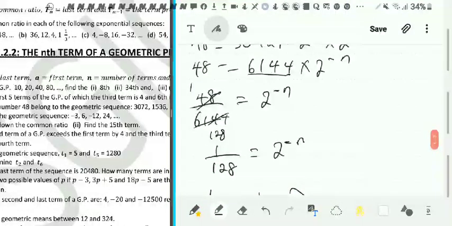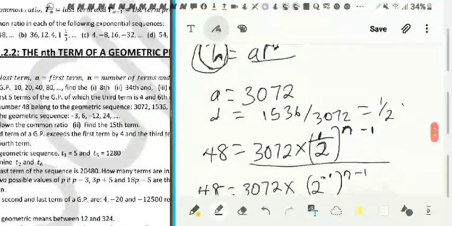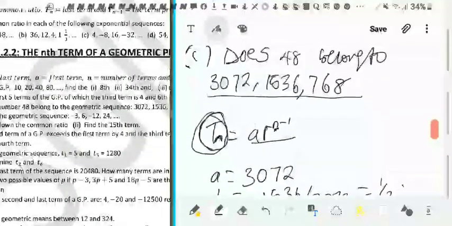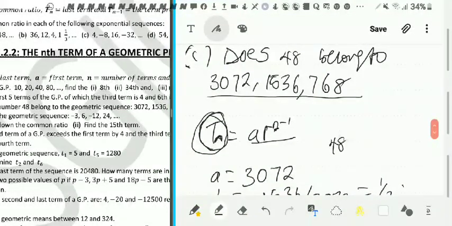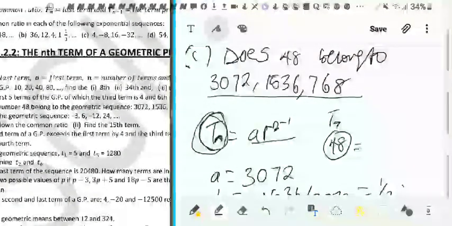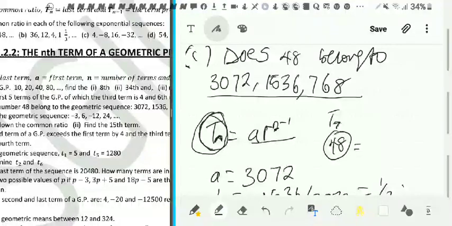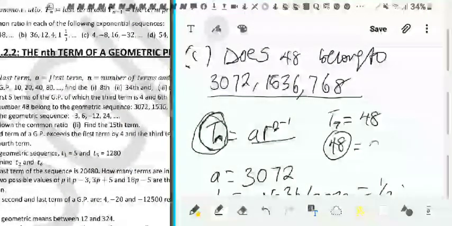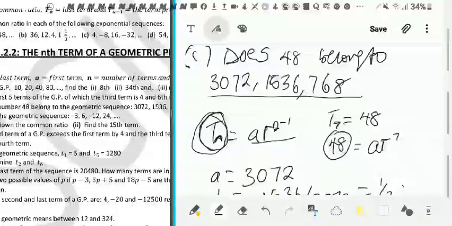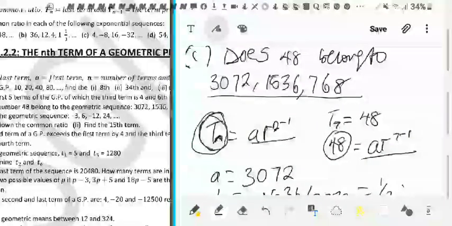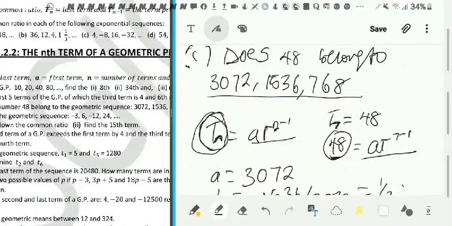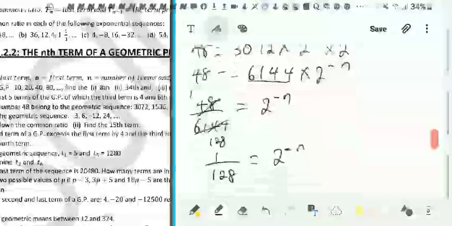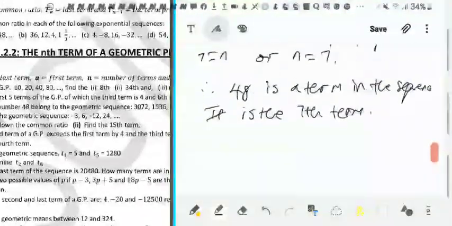Okay, so let's go back. What this is trying to say is 48 is the 7th term. If you want to get this 48 as Tn, it has to be the 7th term. T7 is equal to 48. In other words, when you put all this raised to the power of 7 minus 1, you should be able to get 48. So 48 is a term. It is actually the 7th term of this sequence. Okay, so that's the explanation.